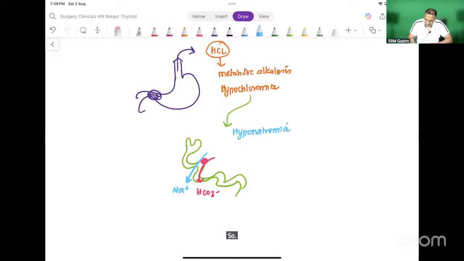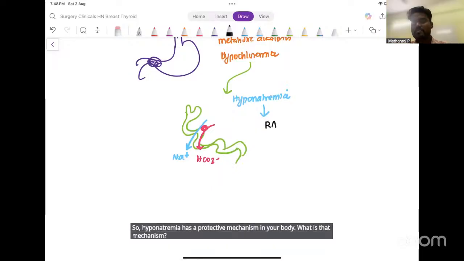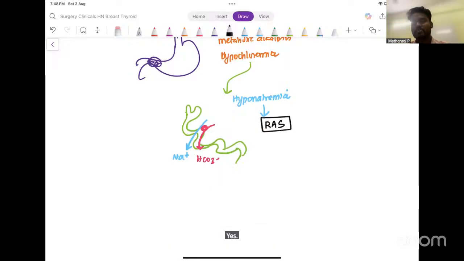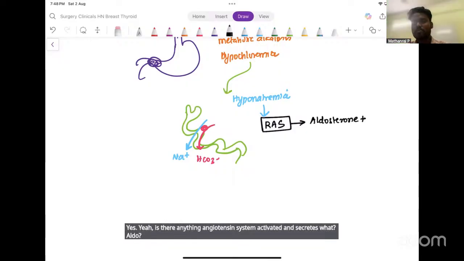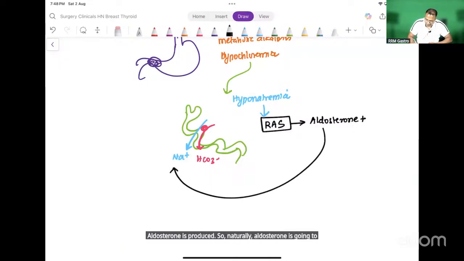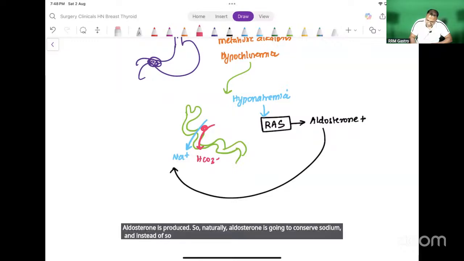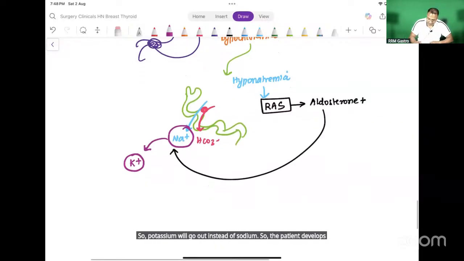Hyponatremia has a protective mechanism in your body. What is that mechanism? The RAS mechanism is activated. Yes, the renin-angiotensin system is activated and secretes what? Aldosterone is produced. Naturally, aldosterone is going to conserve sodium, and instead of sodium, it is going to excrete one more positive ion, potassium. So potassium will go out instead of sodium, and the patient develops hypokalemia.